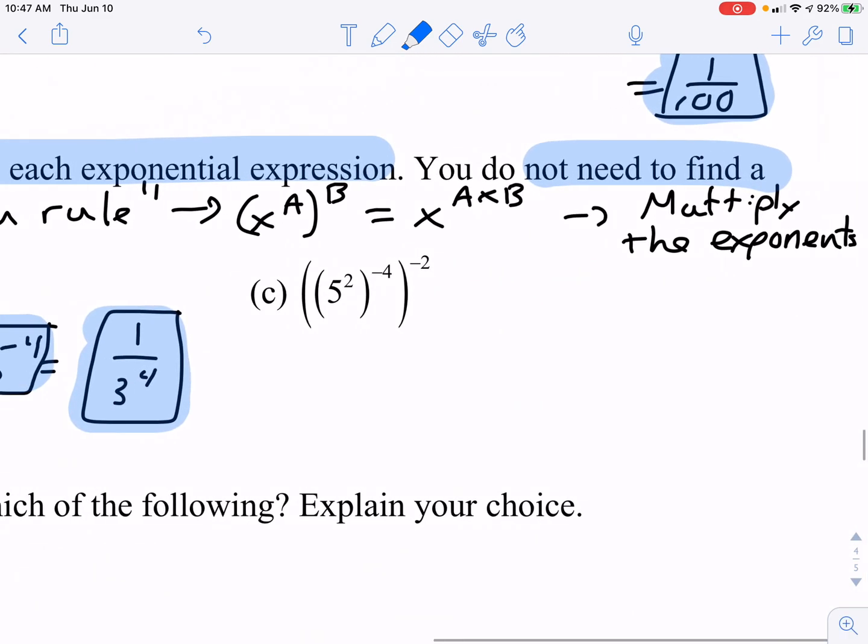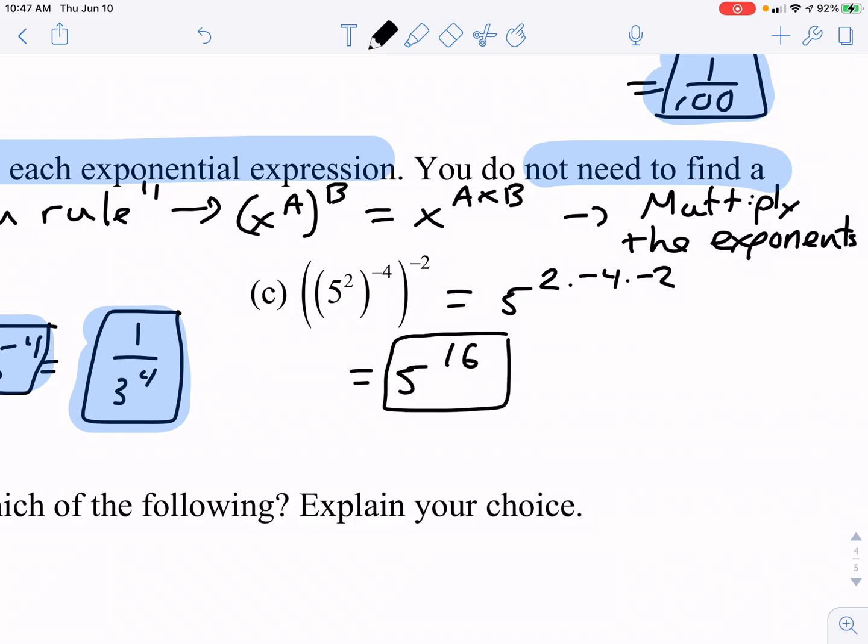And in letter C, we're going to go 5 to the 2 times negative 4 times negative 2. Well, 2 times negative 4 is negative 8. Negative 8 times negative 2 is positive 16. So this is actually 5 to the positive 16 power. Big number.